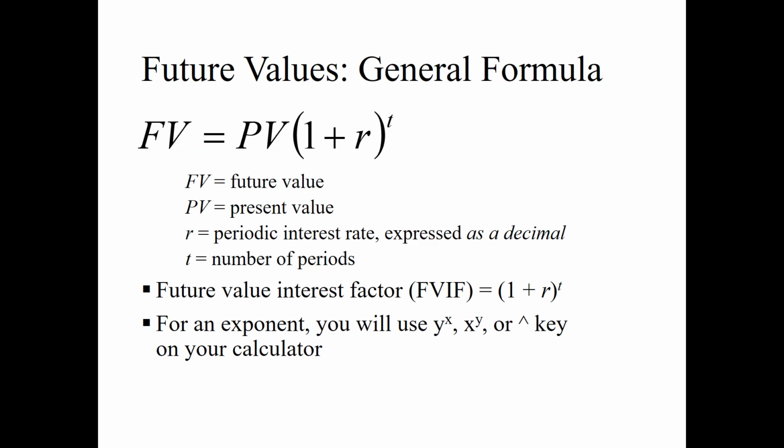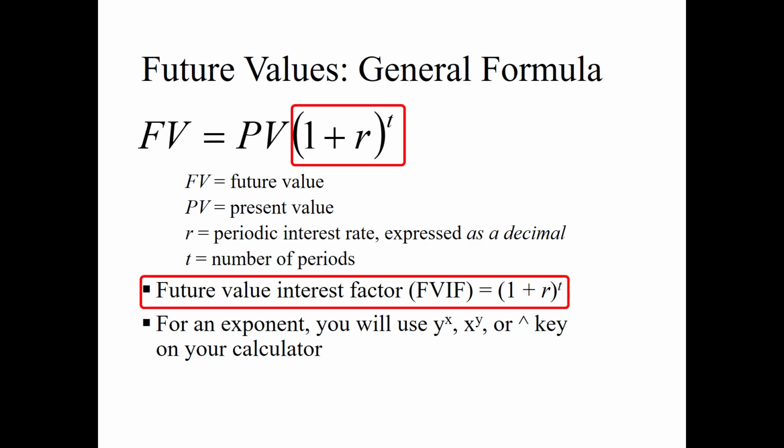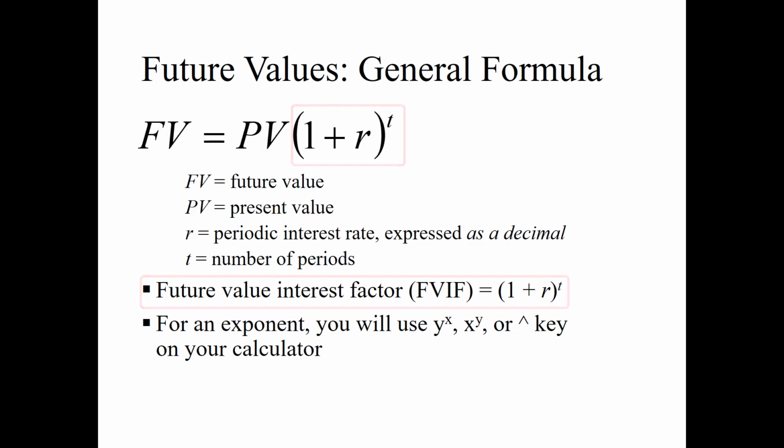Our equation for future value is that FV, or future value, is going to be equal to our PV, or present value, times the quantity of 1 plus r to the t, where r is our periodic interest rate and t is going to be our number of time periods. The quantity of 1 plus r to the t is known as our future value interest factor, which has the acronym FVIF, and we'll see later in the video how we might use that to calculate a future value.